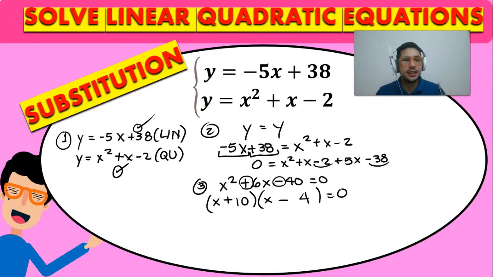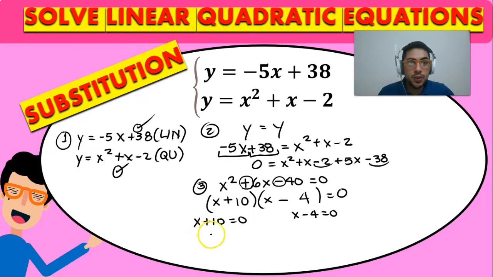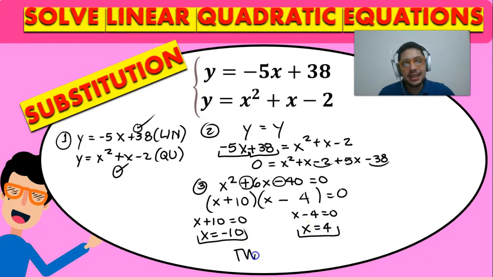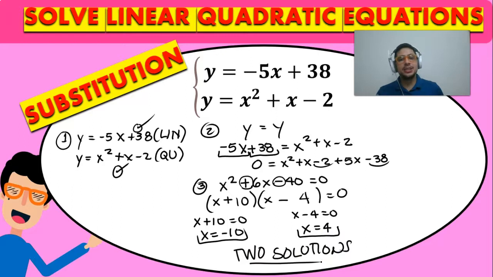Now, I'm going to be linking in the card or in the comments down below the zero product property, which tells us that if the multiplication of two terms is equal to 0, that means that at least one of the terms is equal to 0. So x plus 10 is equal to 0, so x is equal to minus 10. And then x minus 4 is equal to 0, so x is equal to plus 4. And that means, guys, that this problem has two solutions. And that is how we found it using the substitution method for a linear quadratic system of equations.